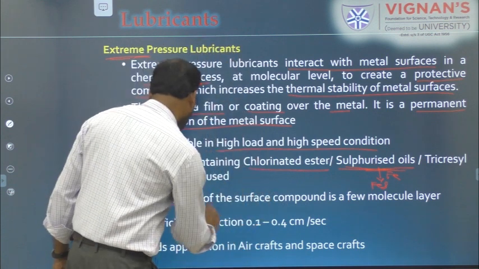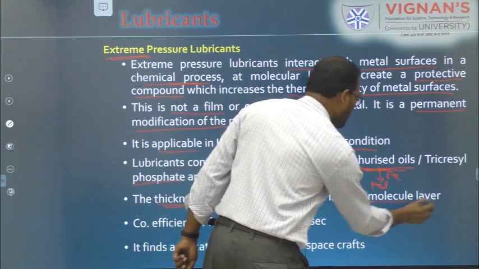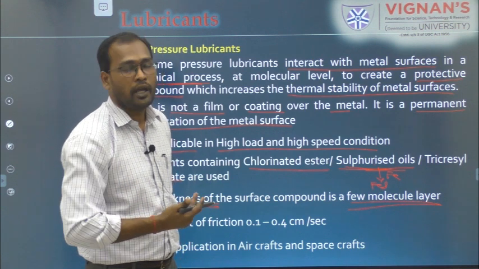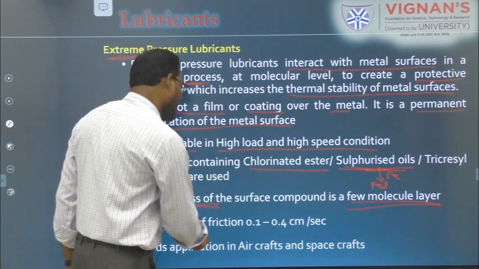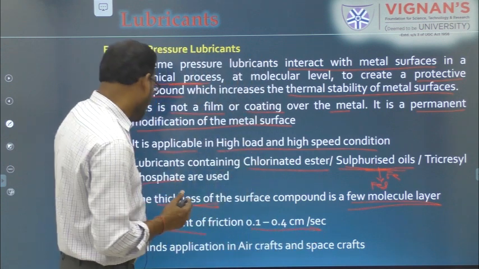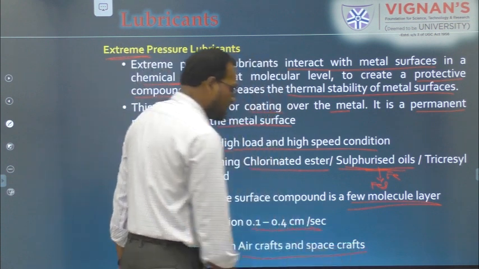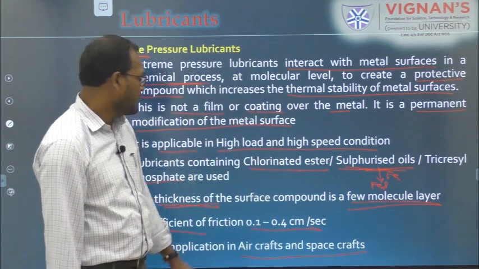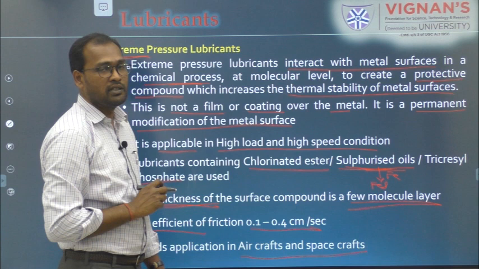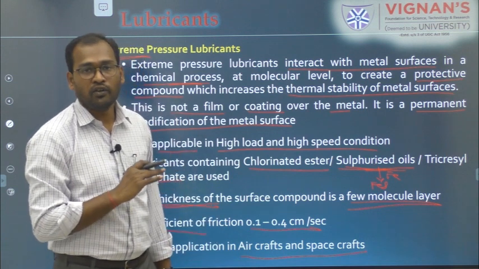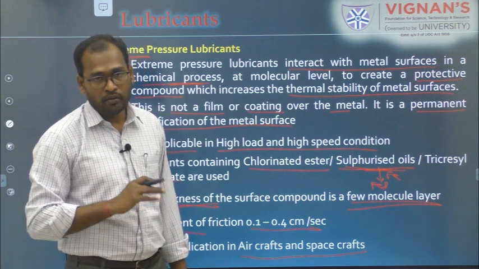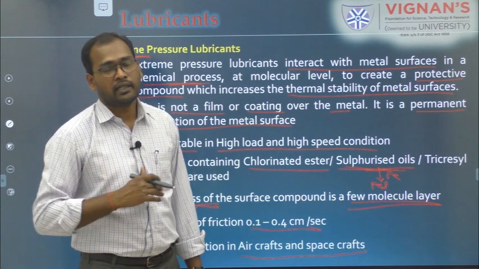The thickness of this layer is only a few molecular layers, on the nanometer scale, so you are not going to waste any material. The coefficient of friction is slightly higher, 0.1 to 0.4, and it finds application in aircraft and spacecraft. This is about extreme pressure lubricants. Here it is not in the form of a coating or a film; it forms a new chemical compound, and that chemical compound acts as the lubricant.